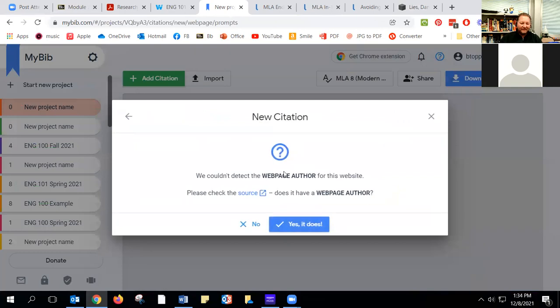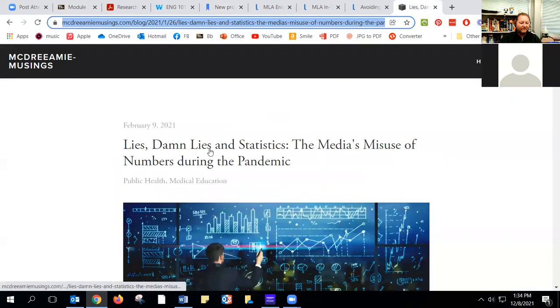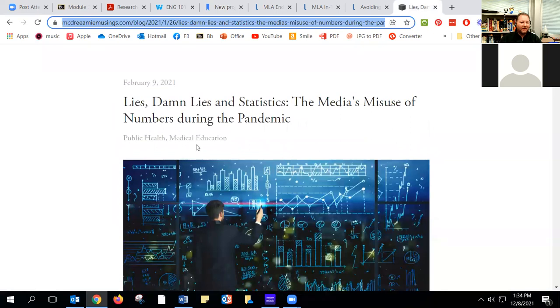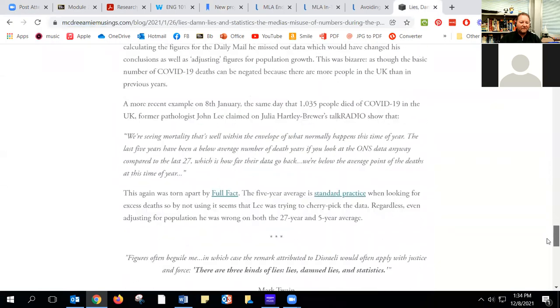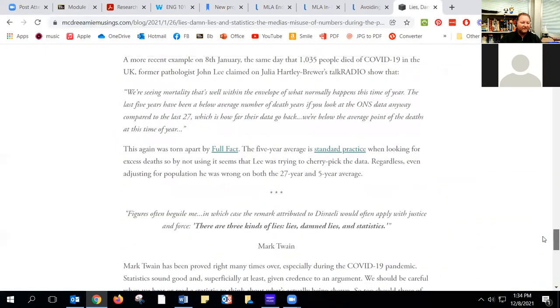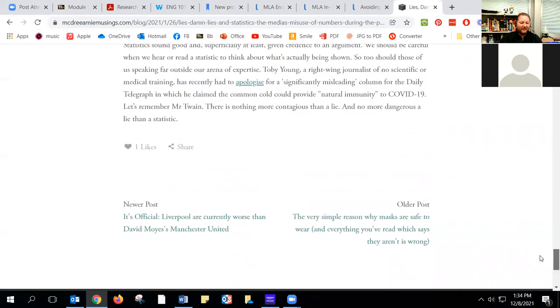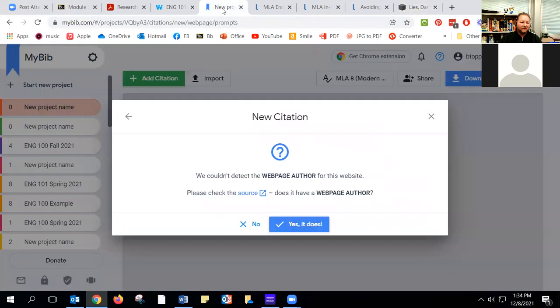And it takes you to a different page. It says, we couldn't detect the web page author for this website. Please check the source. Does it have a web page author? Oh, let me look at it. Nope, it just says public health, medical education. So you look at the top, and then sometimes you go to the very bottom of an article, and maybe it's written at the bottom. Nope, not written at the bottom here either, right? So there's no author given for this source. That's one sign of maybe not the most credible source, right?